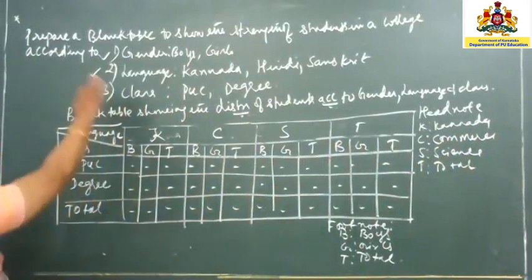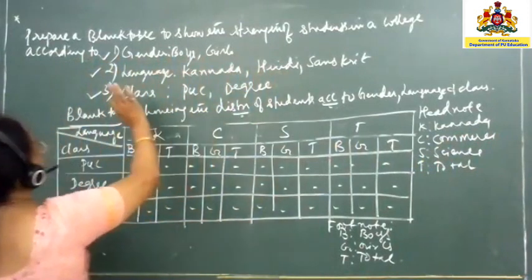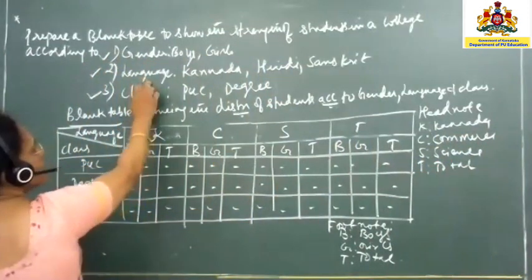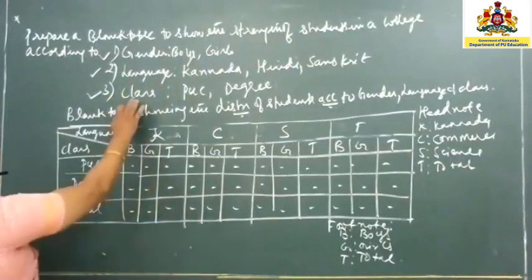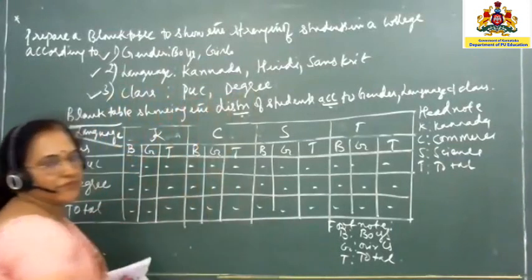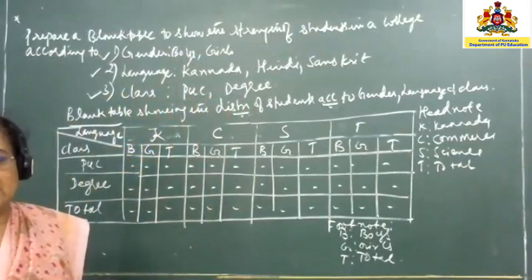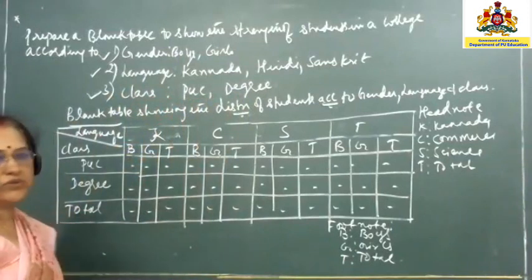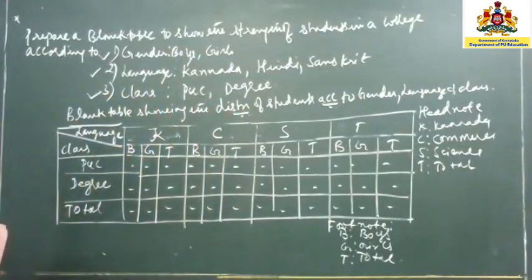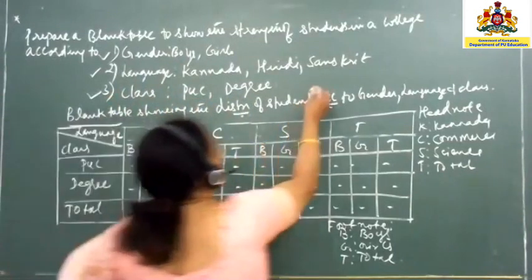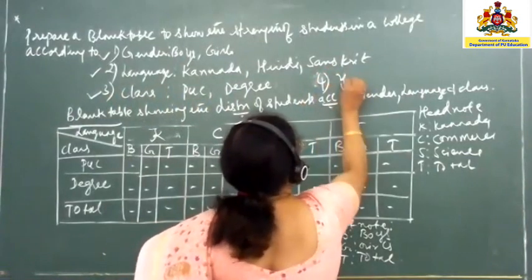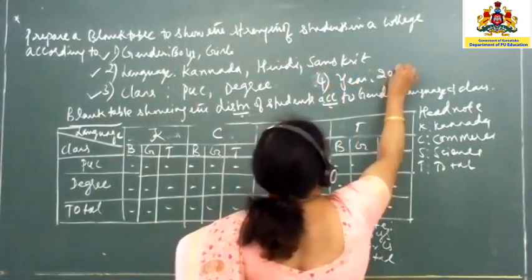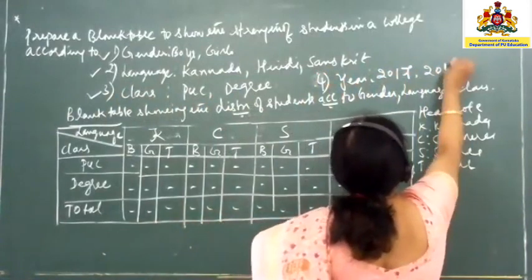Now suppose you want to frame a good question. Prepare a blank table to show the strength of students according to gender. Instead of language you can have what? Faculty: arts, commerce and science. Then you have class if you want, first PUC, second PUC. Now suppose you want to add one more characteristic in 2 different years. So you can have 2018, you can have 2019. Now suppose for the same problem, I have to add one more. I will take this as the 4th characteristic, say. So this is year. Okay. And make it 2017 and 2018. Fine.